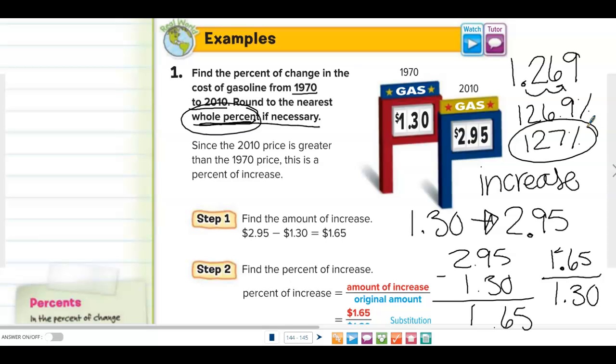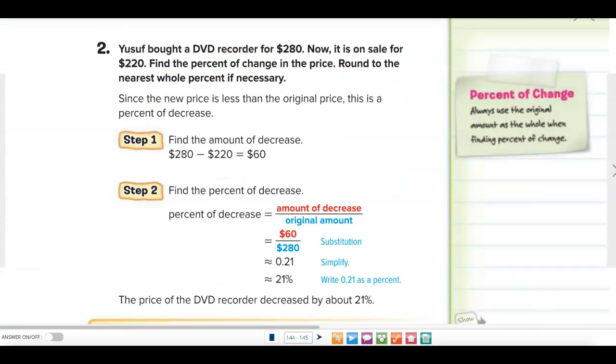Questions so far? Do you have a question on rounding? Example 2. Yusuf bought a DVD recorder for $280. Now it's on sale for $220. Find the percent of change. So we're finding the percent of change in the price, and we're going to round to the nearest whole percent. What was the original cost of my DVD player?